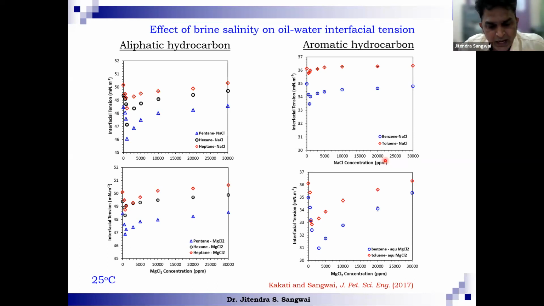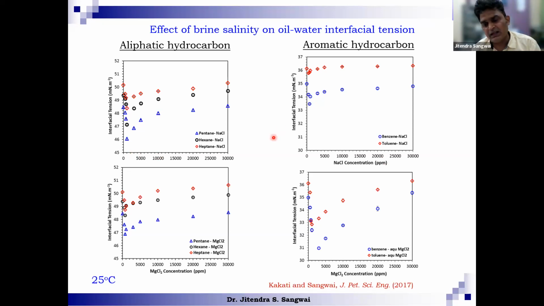So we started looking at pure hydrocarbons like pentane, hexane, and heptane, and also looked at monovalent and divalent salt interactions on the interfacial tension of these alkanes and the aromatics, benzene and toluene. What we observed is that there is indeed a decrease in the interfacial tension of these systems, and there is some concentration which governs the minimum IFT for some of these alkanes and aromatics.